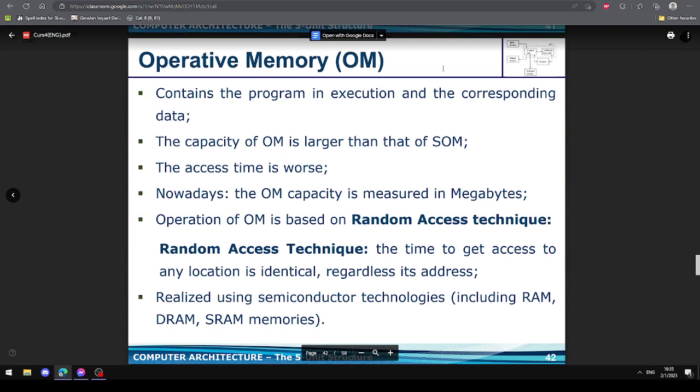Operative memory, OM, contains the program in execution and the corresponding data. The capacity of OM is larger than that of SOM. The access time is worse. Nowadays, the OM capacity is measured in megabytes. Operation of OM is based on the random access technique. Random access technique: the time to get access to any location is identical, regardless of its address. Realized using semiconductor technologies, including RAM, DRAM, SRAM memories.